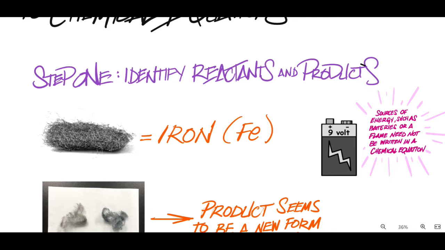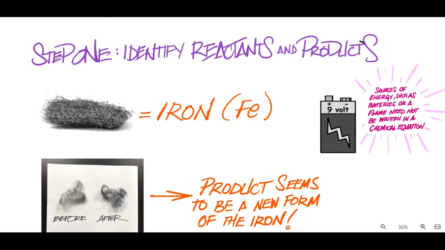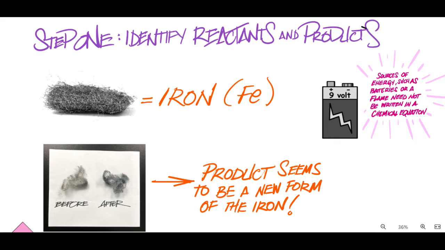Was there any other reactants? Next, we know that there's a product. Our iron changed. In this before and after photo, you can see it looks significantly different. So on the right side of the arrow, I need to somehow represent this iron, which seems to be in a new form. We'll figure out how to do that later.